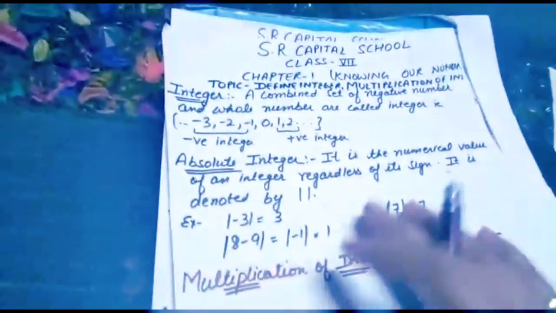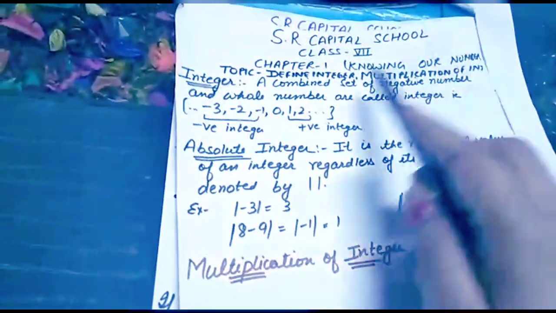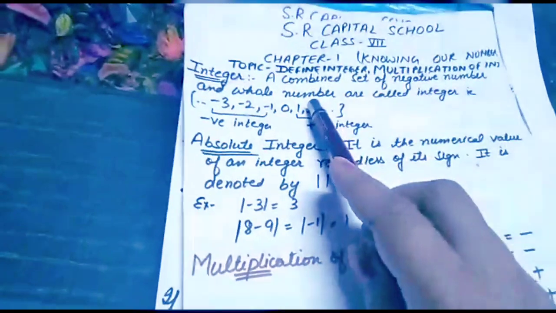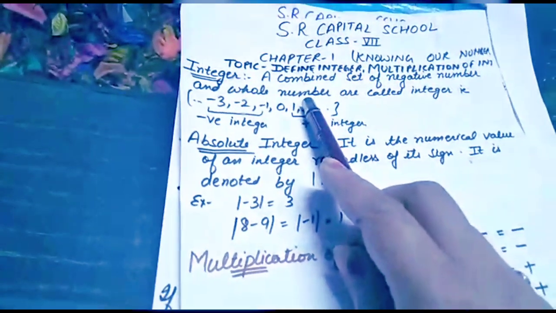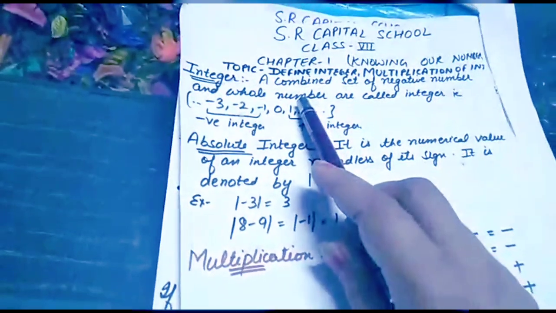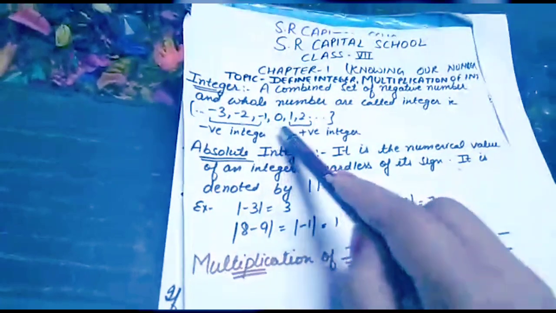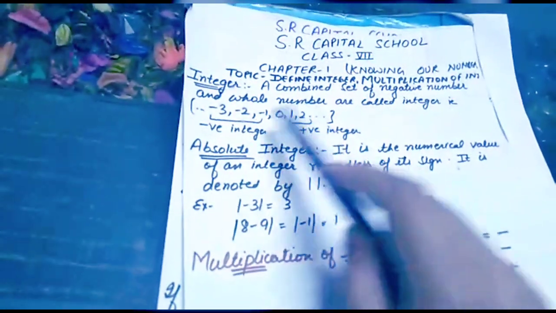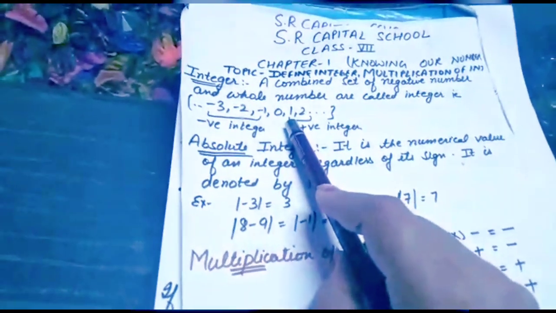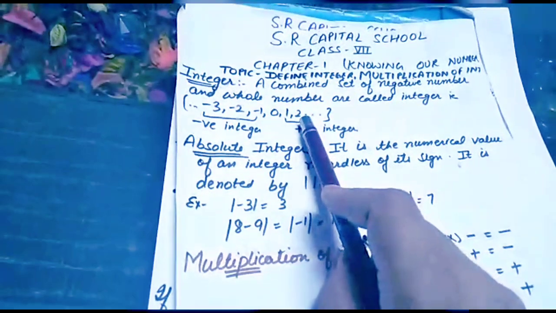Now we define an integer. A combined set of negative numbers and whole numbers is called an integer. Whole numbers are all the natural numbers combined with 0. That means this is a negative integer and this is a whole number. When we combine them, we get an integer. Plus 5, minus 5. These are all integers.